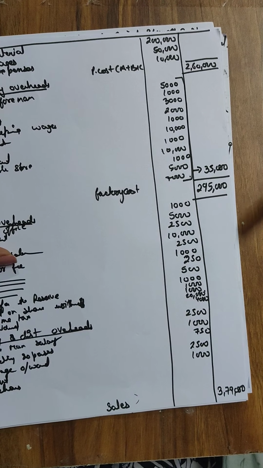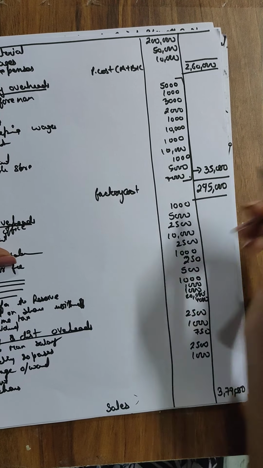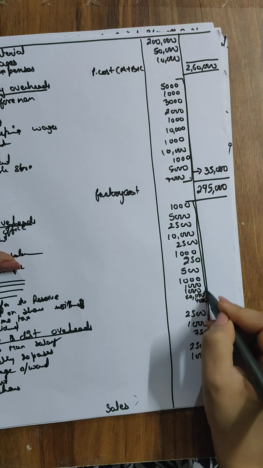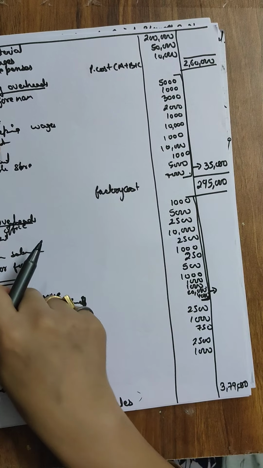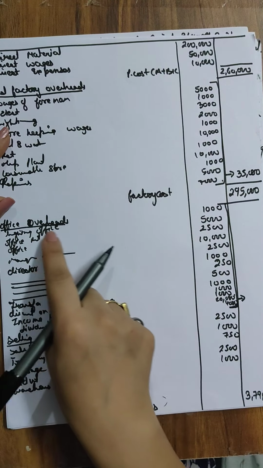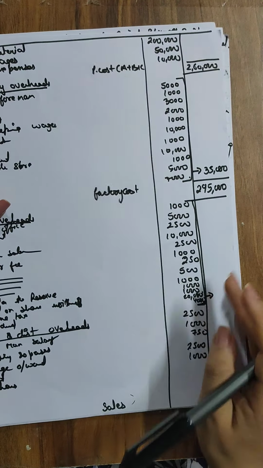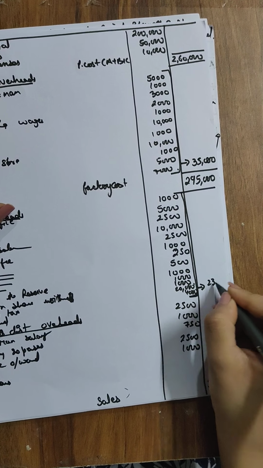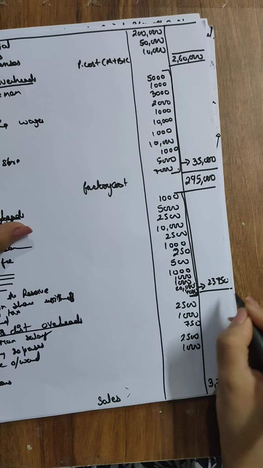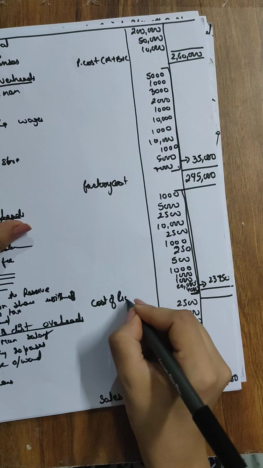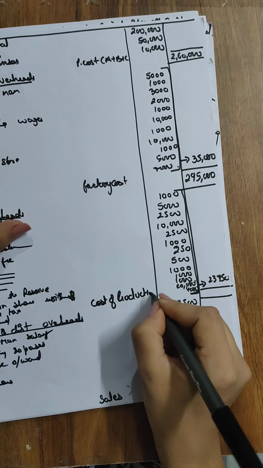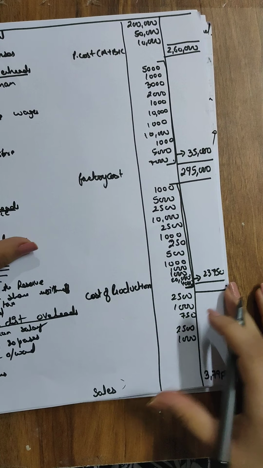After doing this, what we have to do is the totaling of all this. That is the cost related to your factory. Then the cost which is related to your office and administration, we will add it up. It will come to 23,750. When you make the total over here, this will come as your cost of production, or in this case it can also be called the cost of sales.